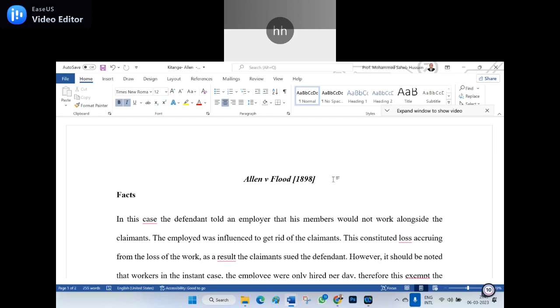Yes. But in certain cases, to save a person, we can tell a lie also.